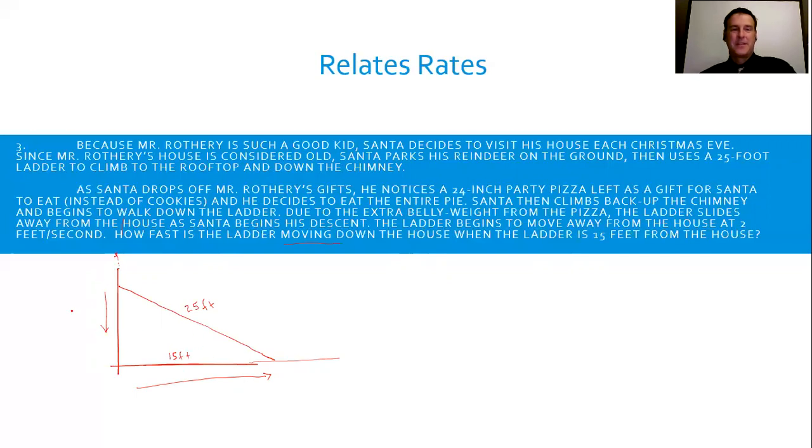And they want to know how fast. They want to know the rates. That's what we're finding. And I think they said one more thing. Here it says, the ladder begins to move away from the house at 2 feet per second. So 2 feet per second. Now, something to consider, it's going to surprise you, but just because this moves at 2 feet per second doesn't mean it moves down 2 feet per second. That's a huge misunderstanding. The rate isn't universal to all three sides. So keep that in mind.